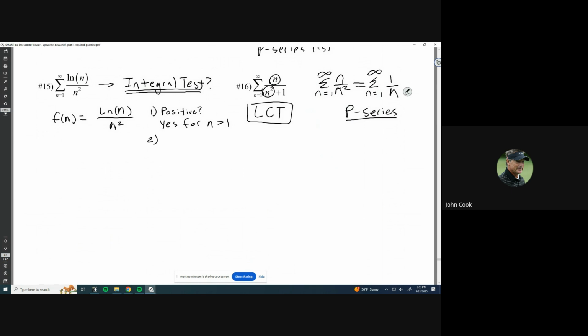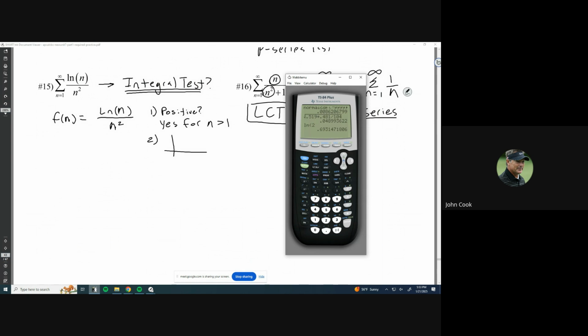Two, we got to make sure this thing is decreasing. There's a couple ways to show it's decreasing. One way is if you have your graphing calculator, you just graph out the function. So let's see what the function looks like. Is it always going down and to the right? Oops, I have this in the wrong mode. Sorry, sequence mode. So function mode, there we go. And then natural log of x over x squared. All right, what happens to the graph?